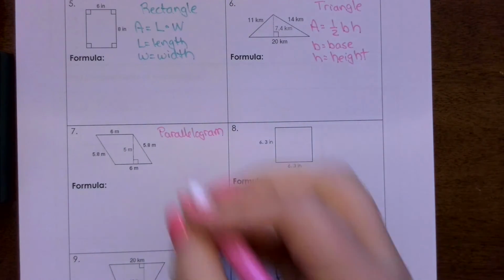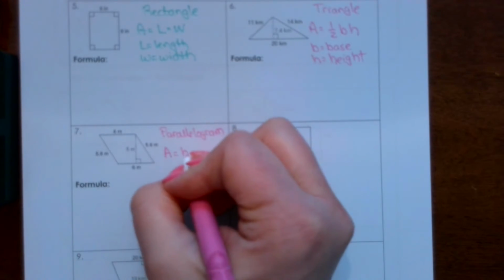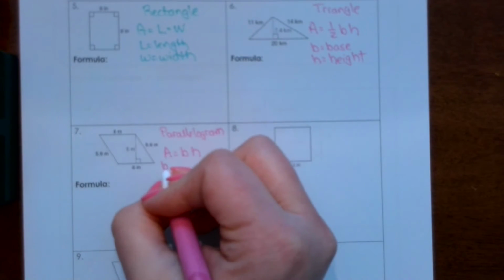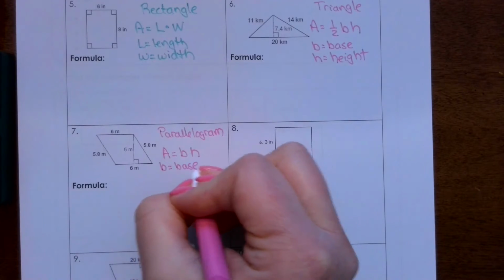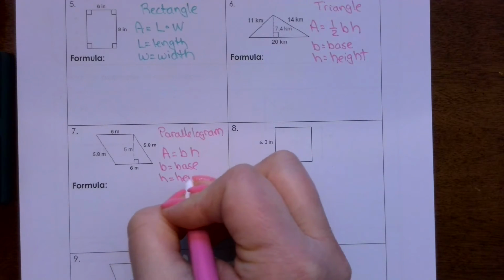And the area of a parallelogram is the base times the height. Again, B stands for base, and H stands for the height of the figure.